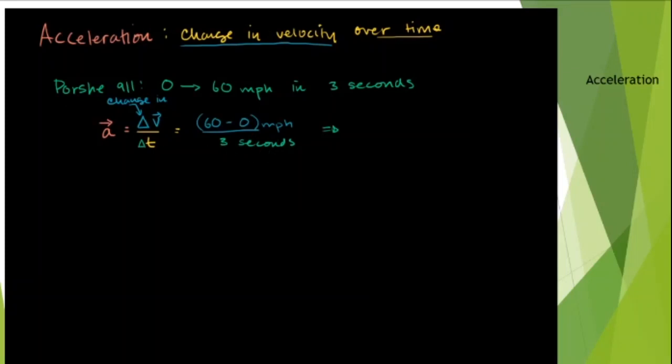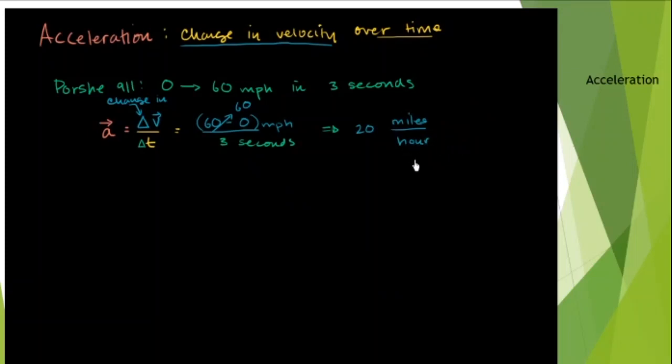Let me write this down. This top part is 60. 60 divided by 3 is 20. So we get 20, but then the units are a little bit strange. Instead of writing mph, I'm going to write miles per hour. That's the same thing as mph. And then in the denominator right over here, we have seconds, which is a little bit strange. As you'll see, the units for acceleration do seem a little bit strange, but if we think it through, it actually might make a little bit of sense.